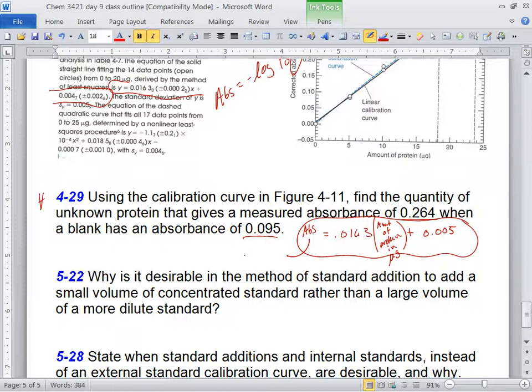And we're almost out of time here. Take the 0.264 minus the 0.095, and then you just solve for your amount of protein in micrograms. Okay? Make sense? Kelly, that makes sense? All right. So I copied the equation just from the table up there.